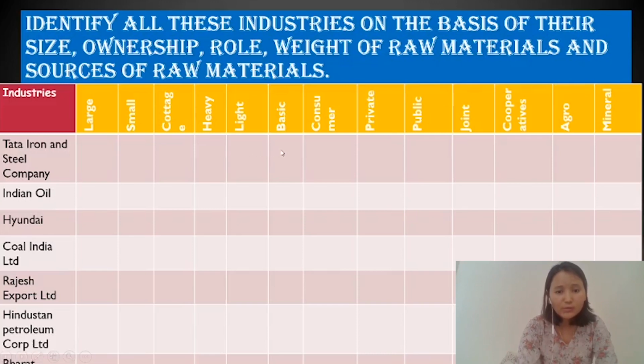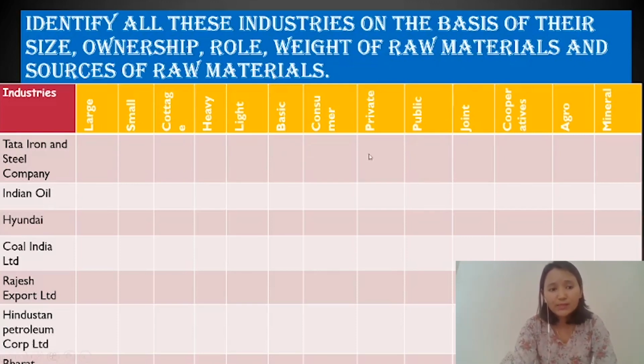Okay, now we will come to the basis of their role. Is it a basic industry or is it a consumer industry? Of course, it is a basic industry because iron and steel industry produce iron and steel, and these products are being supplied to the other industry, and other industry using this, they make other goods.